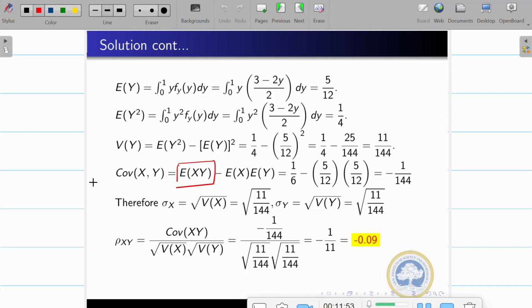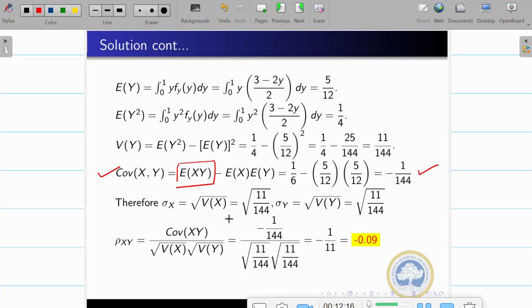So substitute everything in the formula of the covariance. So expectation of xy minus expectation of x into expectation of y. So it is 1 by 6 minus 5 by 12 into 5 by 12. So finally we'll get it as minus 1 by 144. And we know sigma x variance, we got it. Sigma x is equal to root of 11 by 144. And sigma y is the same thing.